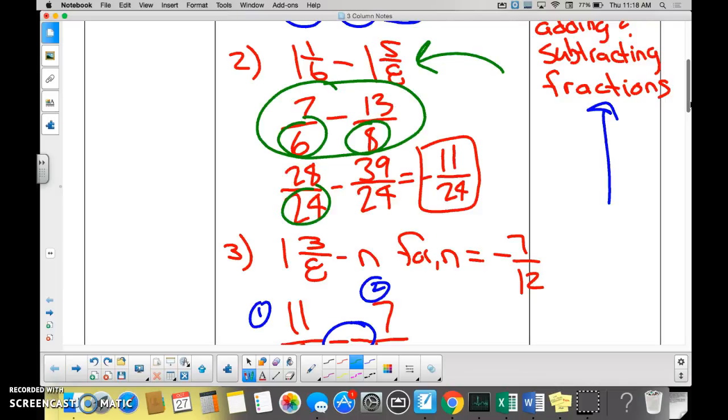Get your common denominators, do your math, make sure you're paying attention to the sign. 28 minus 39 gives us a negative 11/24. And I think Nathan Heine did that one and told us.